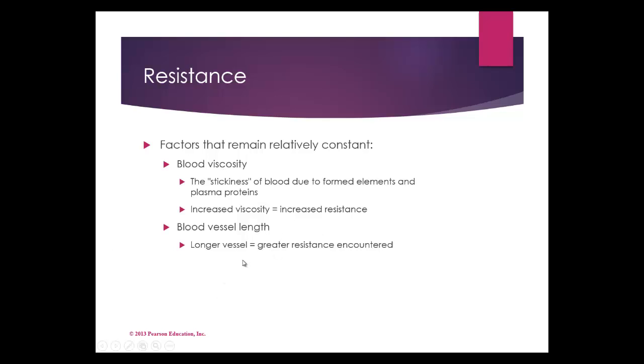So looking at blood vessel length, like I said, the longer the vessel, the greater the resistance encountered. So on the longer vessel that we are measuring blood pressure, we're going to see a higher blood pressure versus shorter vessels. For example, the pulmonary artery is not a very long vessel, so we would expect to see lower pressure in the pulmonary artery compared to, for example, the aorta, because the aorta is much longer than the pulmonary artery.